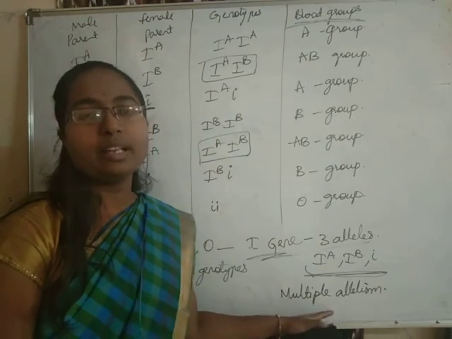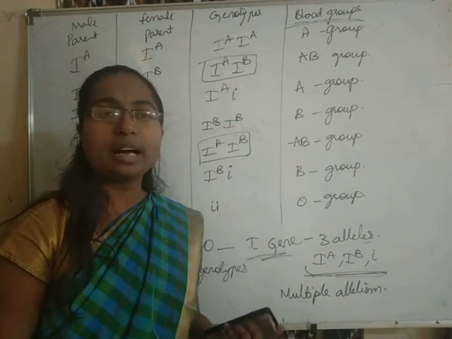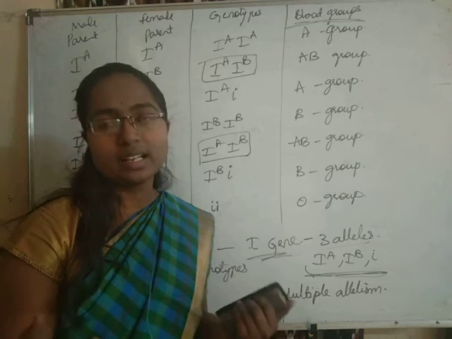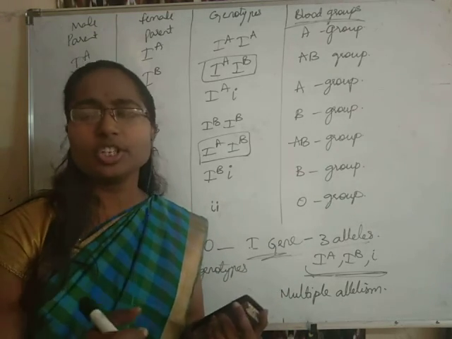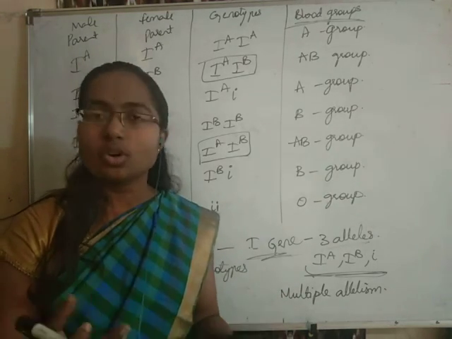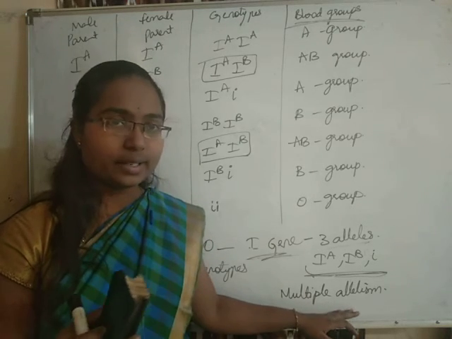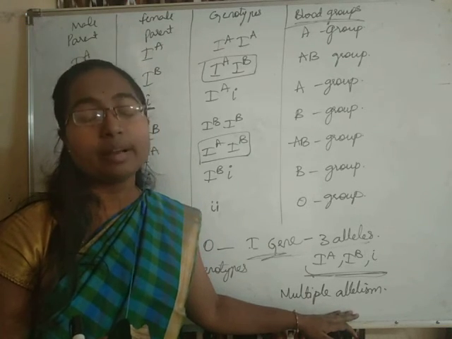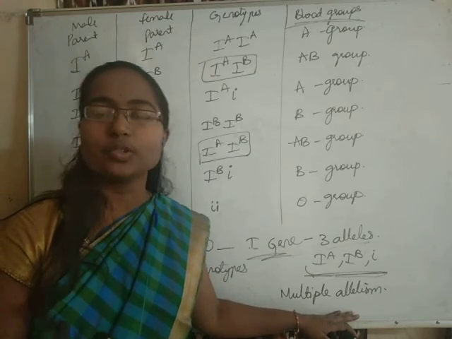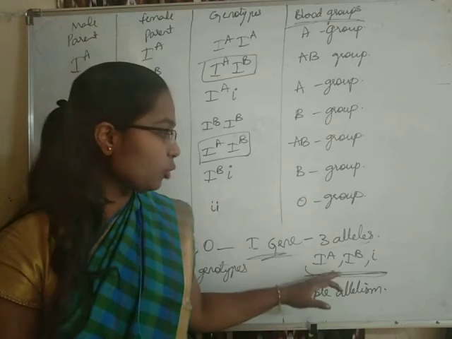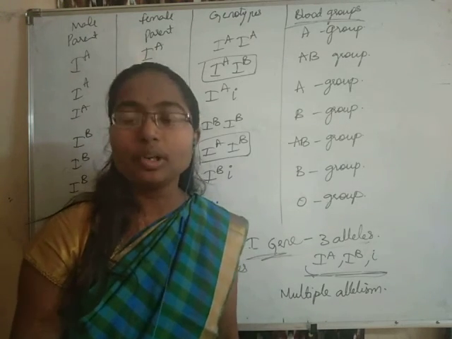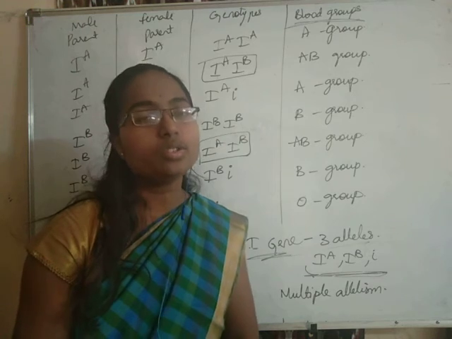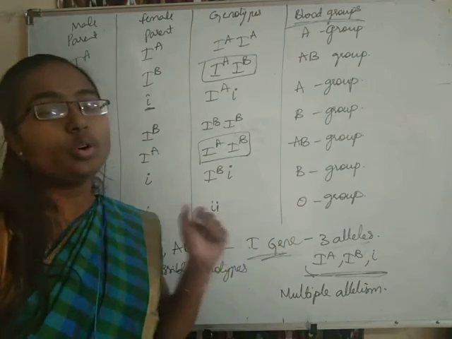Multiple allelism means one character is controlled by many alleles. Okay, same gene but having many alleles is called multiple allelism. Blood group alleles IA, IB and small i are the examples for multiple alleles. Okay, so this is all about codominance.